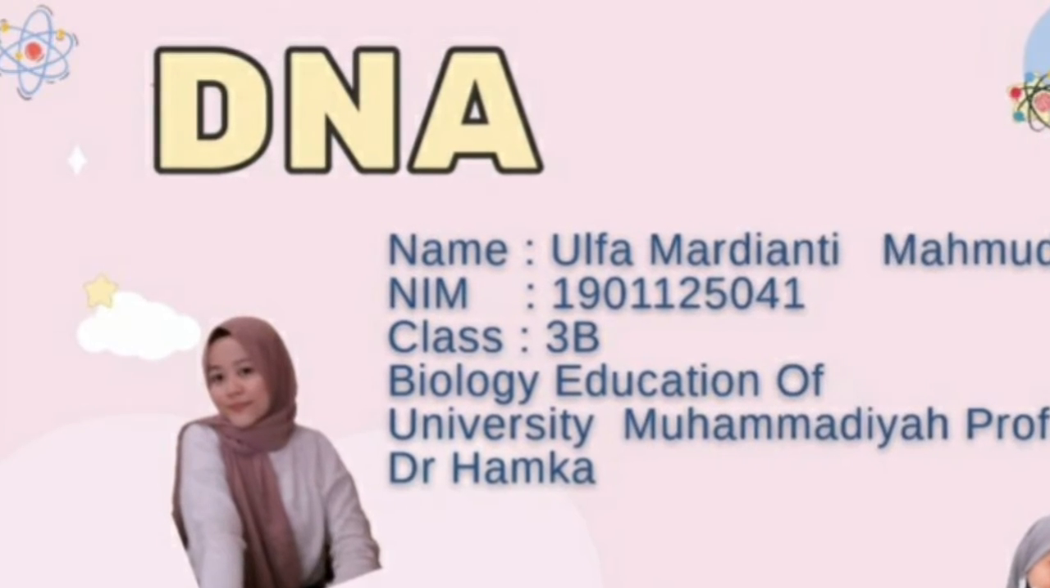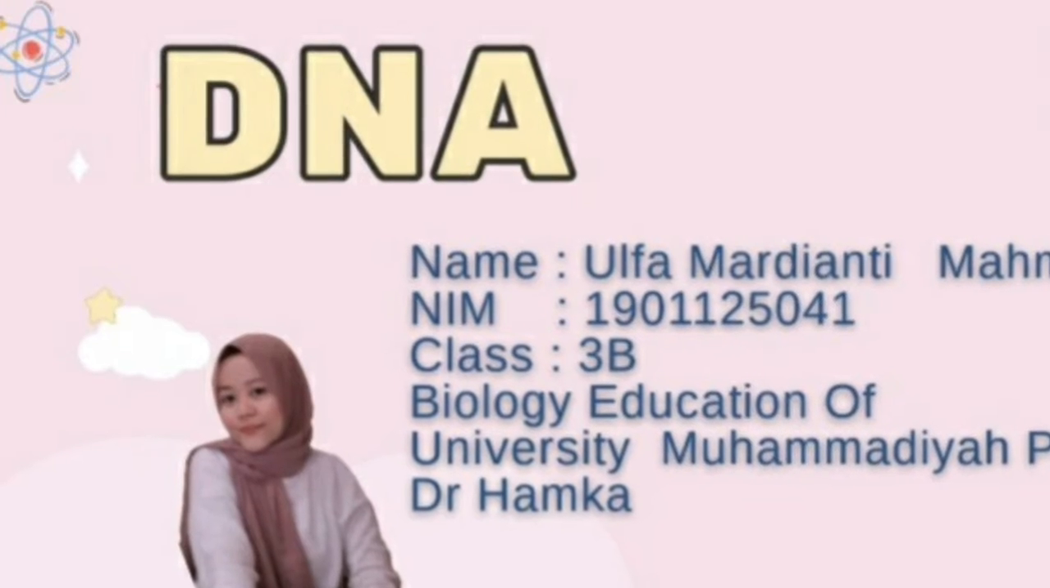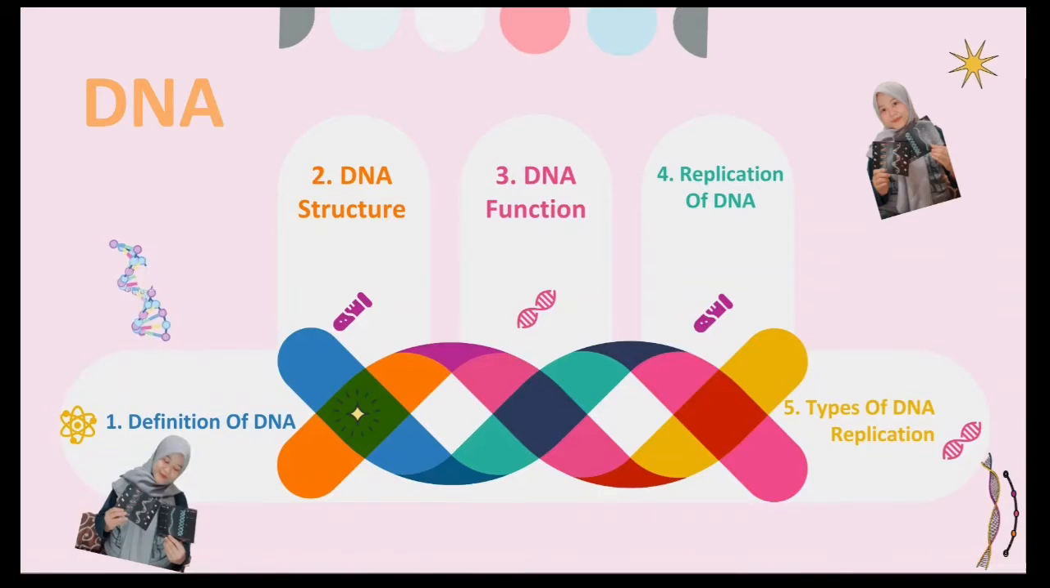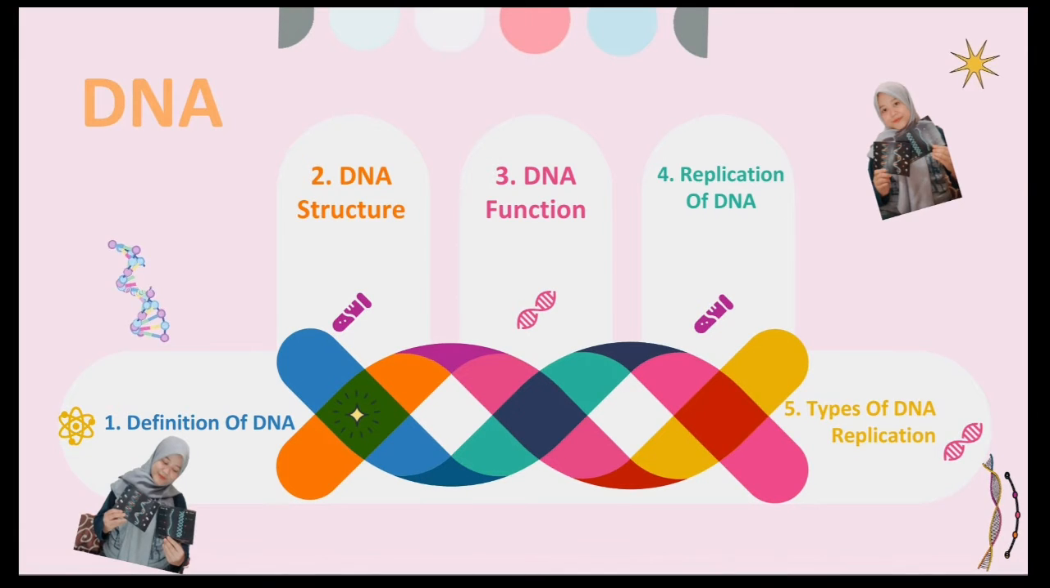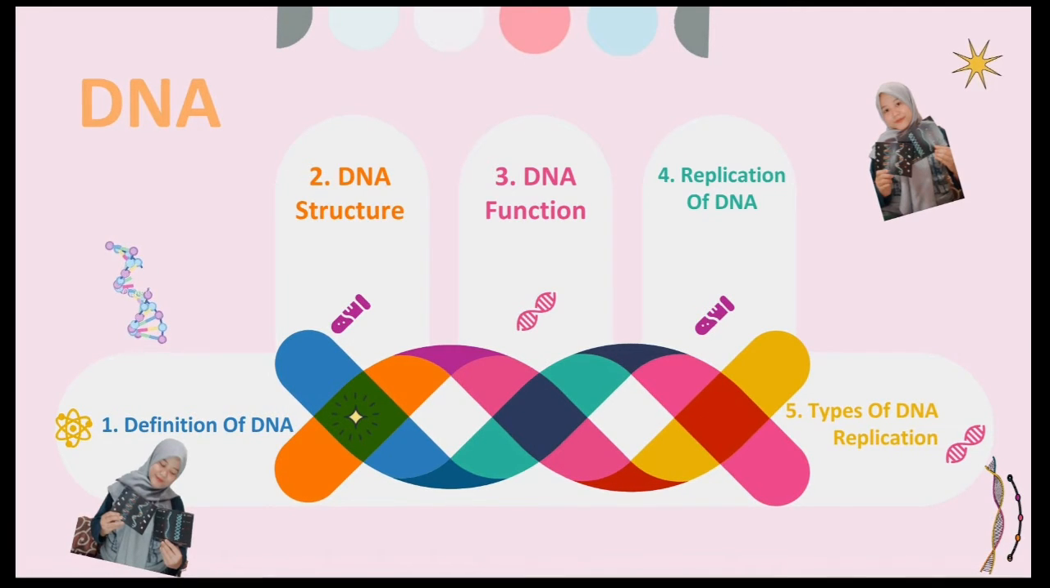The first, what is DNA? Definition of DNA. First, definition of DNA. Watson and Crick proposed that DNA is made up of strands that twist around each other to form a right-handed helix.